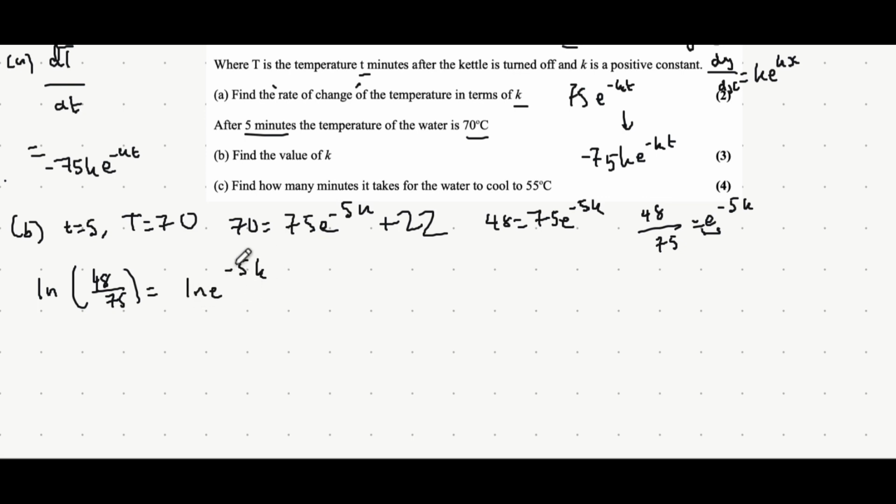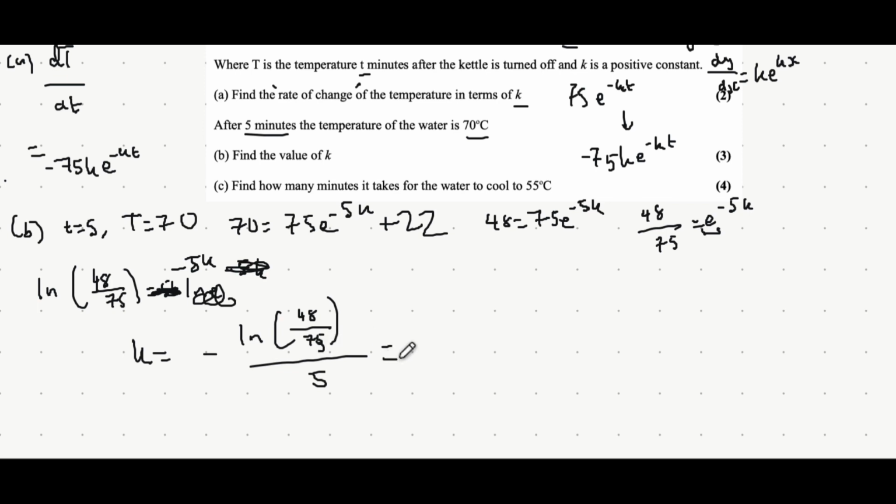Now that we've involved logarithms, we can bring the power forward as a coefficient, so it becomes minus 5k ln e. And what do we know about ln e? Well, it's just equal to 1. So we can just say that altogether minus 5k is equal to all of this. Divide both sides by minus 5 and we get k is equal to minus ln 48 over 75, all over 5. I took into account the minus here and the division by 5 here. Putting all of that into your calculator, you'll get a value of 0.0893. And that's your final answer to this question, to 3 significant figures.